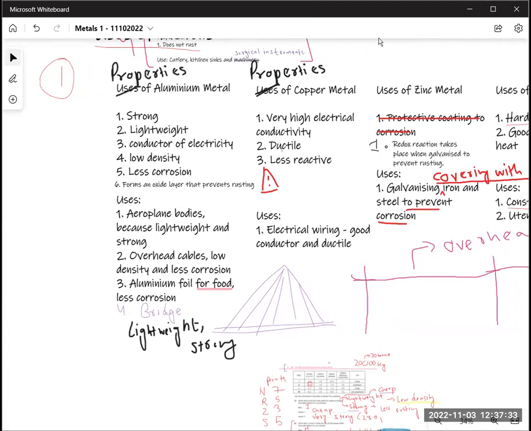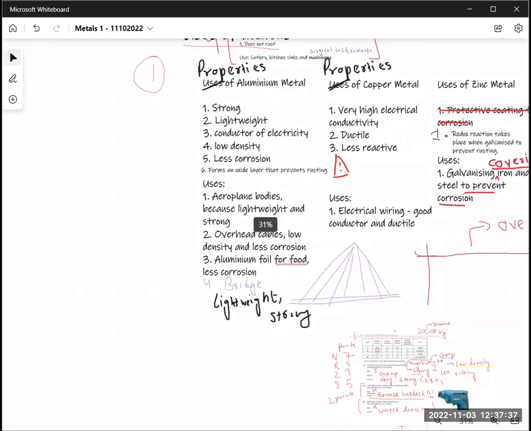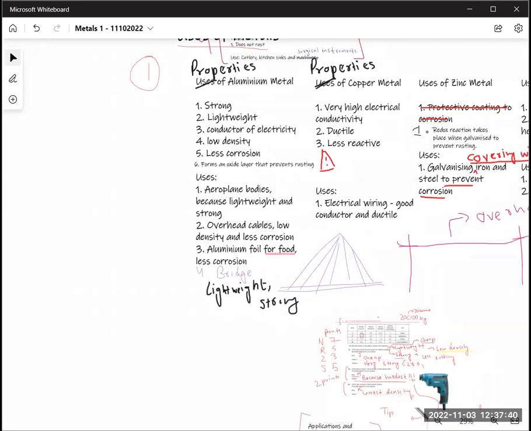So it's ductile. What is the meaning of ductile? Is it like a duck? I don't think so. What does ductile mean? Ayan, tell me. Yes, Neha. We can convert it to a thin wire.